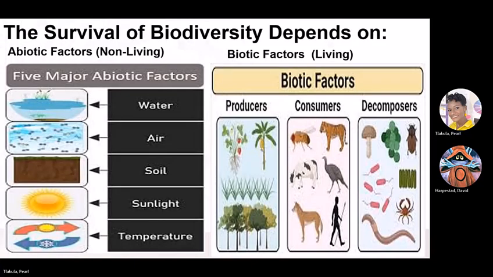So, for biodiversity to survive, it depends on 2 factors, which we call abiotic factors, which are non-living things, and biotic factors, which are living things.